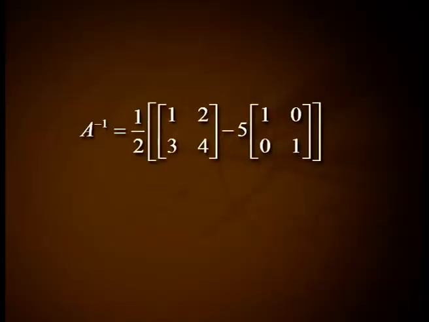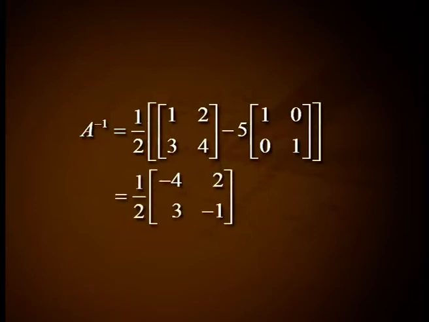A inverse is equal to 1 by 2 into (matrix 1 2 3 4 minus 5 into matrix 1 0 0 1), which is equal to 1 by 2 into matrix minus 4 2 3 minus 1.